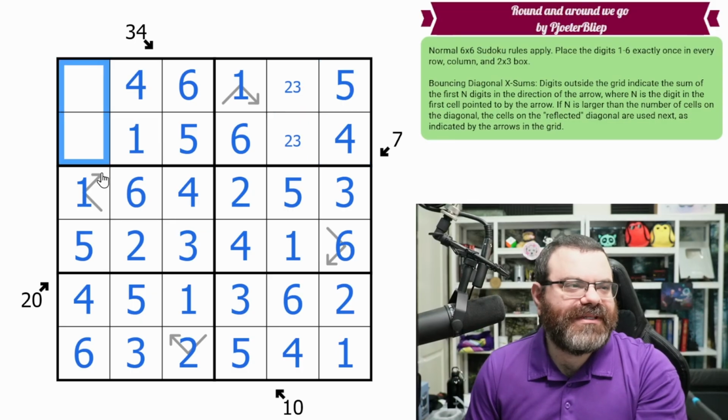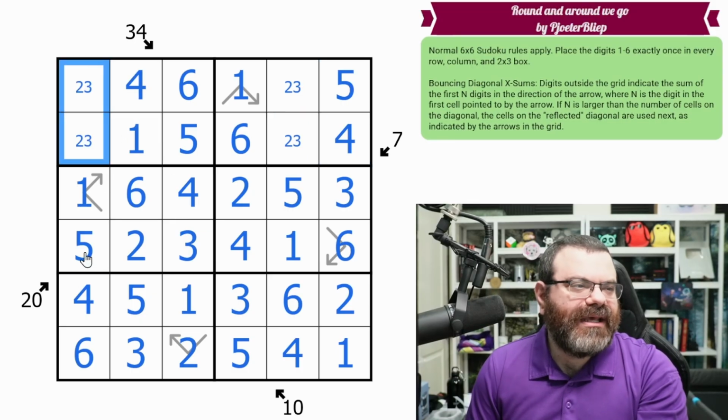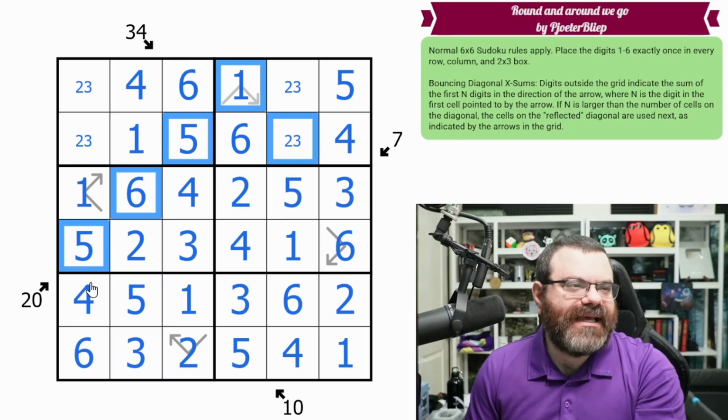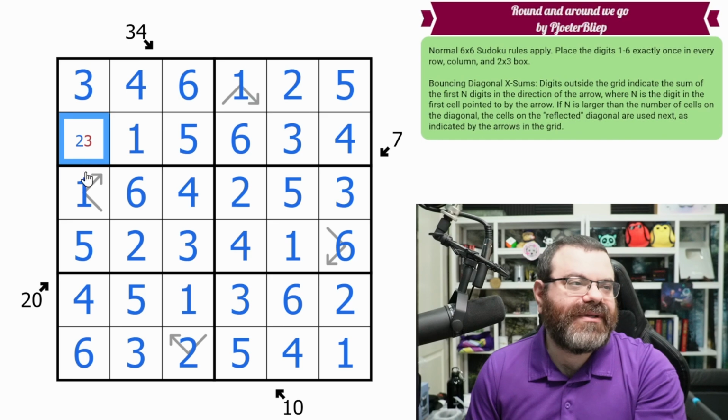Oh, wow. So we just have to fix this deadly pattern of 2 3s. So we're using these to add to 20, and these already add to 17. So this is a 3. That's a 2. That's a 3. That's a 2. And we're done.